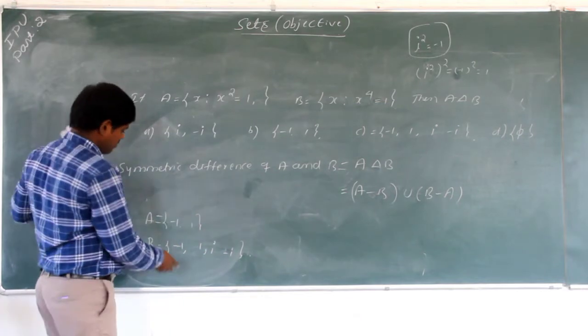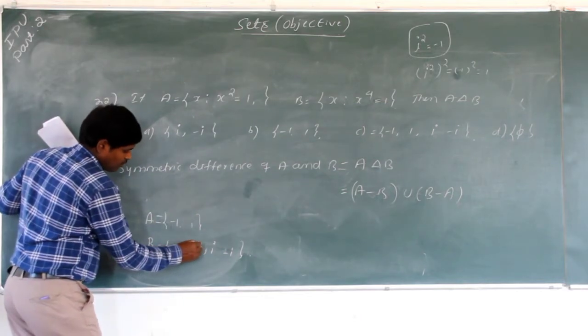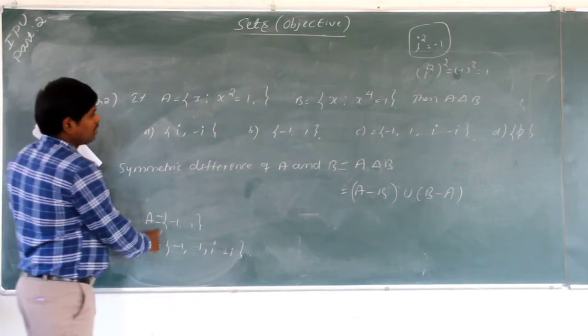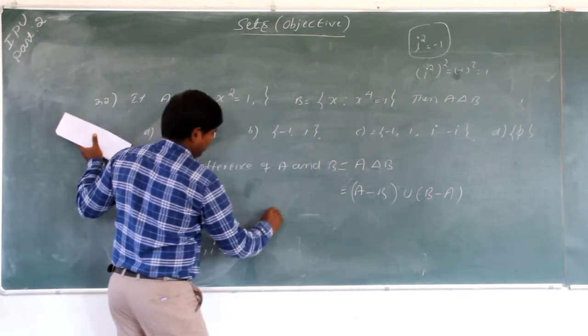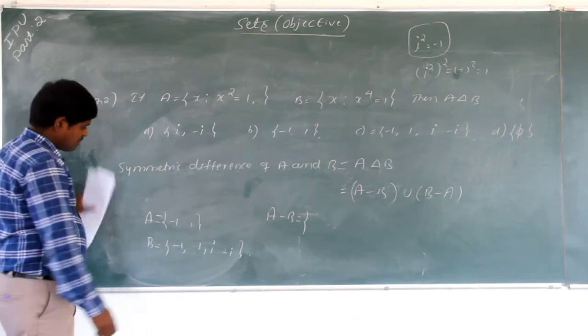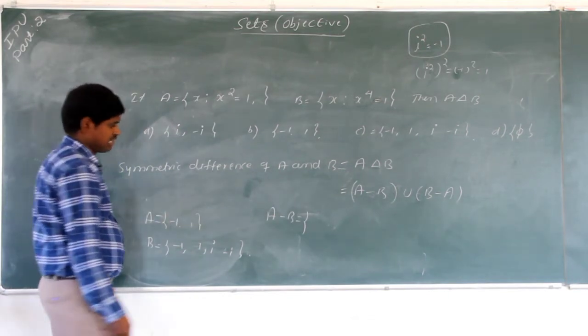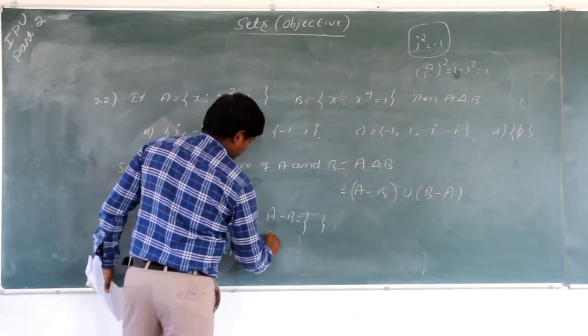So B is equal to 1, minus 1, i and minus i. Therefore A minus B, it belongs to A only. The element which belongs to A only is the set. And B minus A.